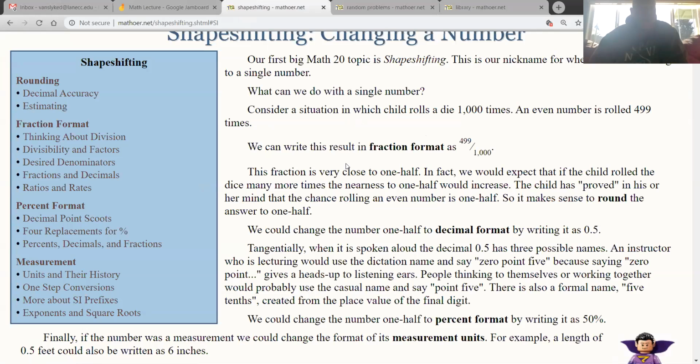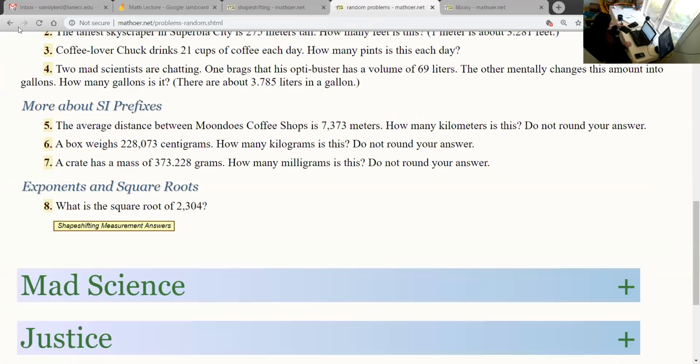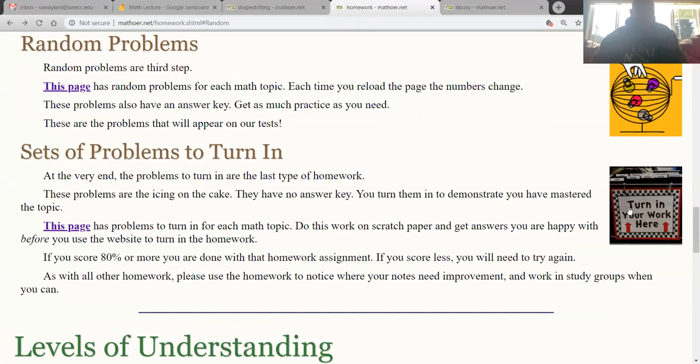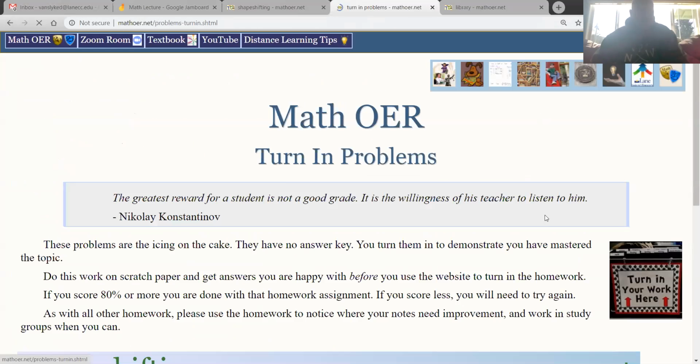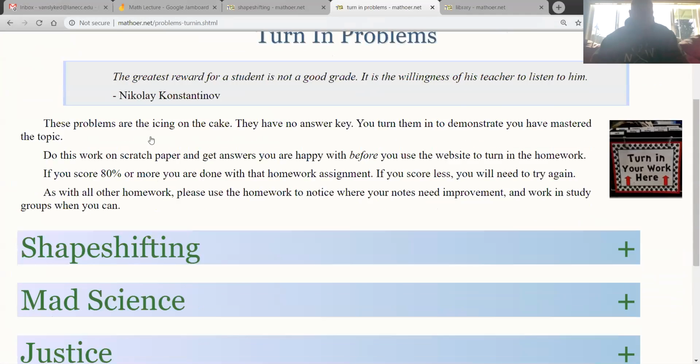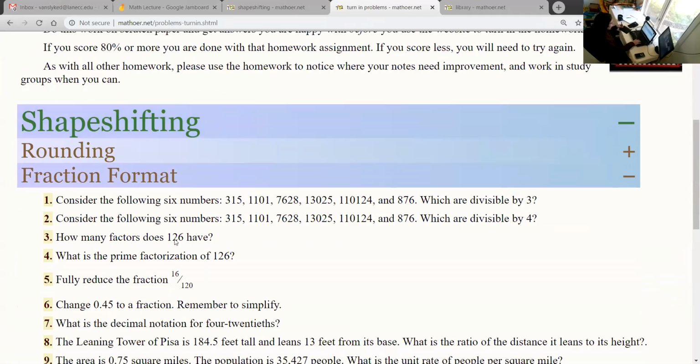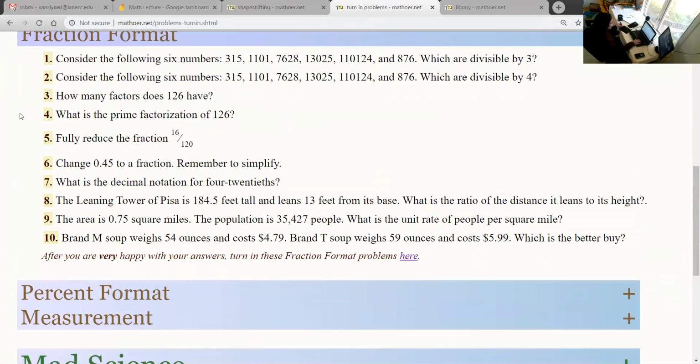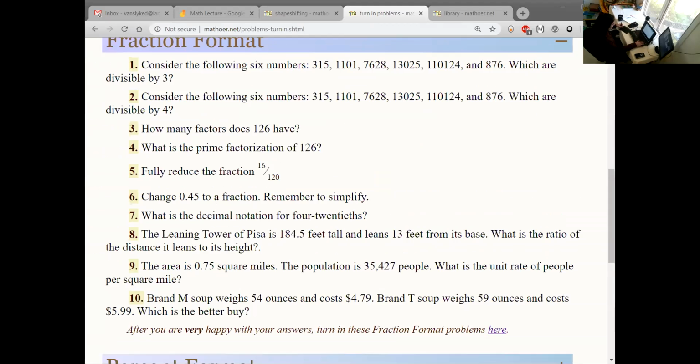Can we go back to the second homework of fraction format and look at problem number 8? I think I got really confused on that one. Sure, the turn-in homework. Shape-shifting fraction number 8, the Leaning Tower of Pisa. Okay, let me make it not quite so wide. There we go.